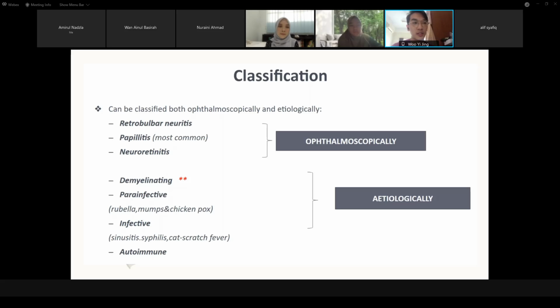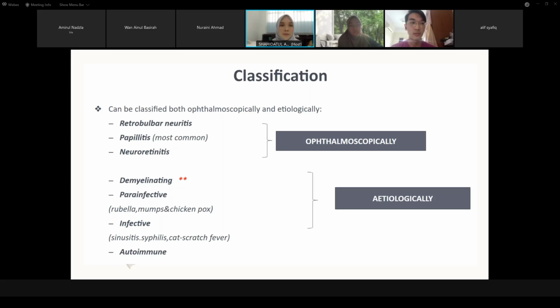So the first one is retrobulbar neuritis. So by the term retrobulbar, you can know that bulbar means cranial nerve, right? Cranial nerve. Which cranial nerve? Cranial nerve number 2, which is the optic nerve. Retro means behind. So this kind of optic neuritis happens behind the optic nerve. Second one is papillitis, which is the most common. Oh, sorry. Retrobulbar means the eye, the globe.